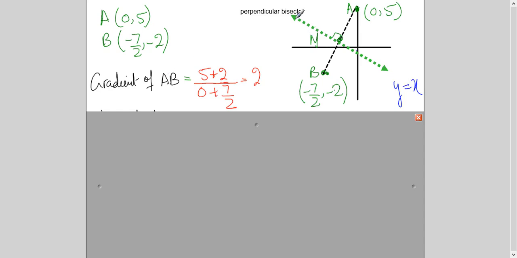Whenever we have to find the equation of a line, we either need 2 points on it, which I don't have, or we need a point and a gradient. The point I have, because it is the midpoint of AB, so I can easily find it. And how will I find the gradient of this line?